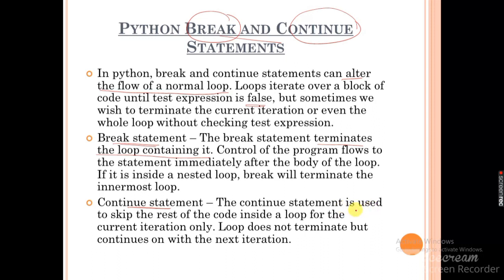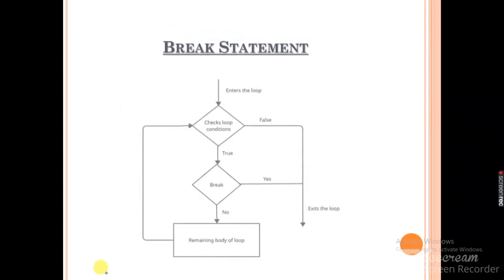Continue statement. The continue statement is used to skip the rest of the code inside a loop for the current iteration only. It doesn't terminate but continues on with the next iteration. It will again check the condition and continue on with the next iteration. It will not terminate the loop.